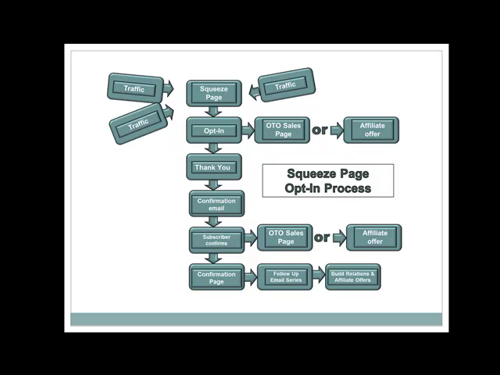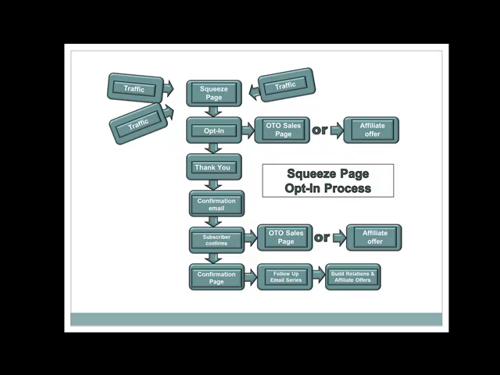Another way you can do it is you get them to your squeeze page. They opt in. After they opt in, they're hit with a one-time offer sales page or affiliate offer related to that market. But quite honestly, the best way to do this, if you're going to do the one-time offer route, is to get them to opt in, send them to a confirmation page, and once they confirm, then send them over to the one-time offer sales page or affiliate offer prior to getting the item that they're trying to get. That's the best way to do it, and that's the method I'm going to show you how to set up step by step.